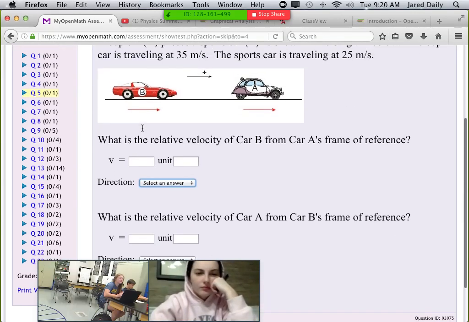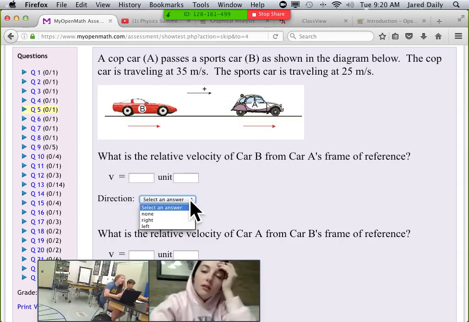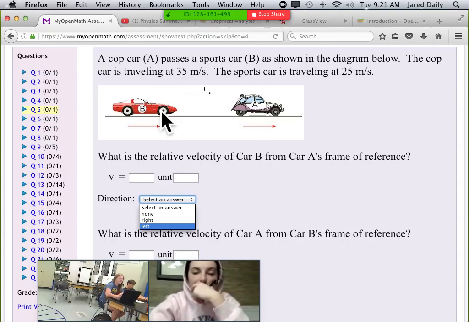So in this case, in mine, it would be 10 meters per second for the units, and then the direction would be what? Left or right, or none? It would be left, right? Because we assumed that positive was right, and it ended up being a negative one, because this one looks like it would be receding, or moving away from car A to the left, and so we would choose the left for that one.